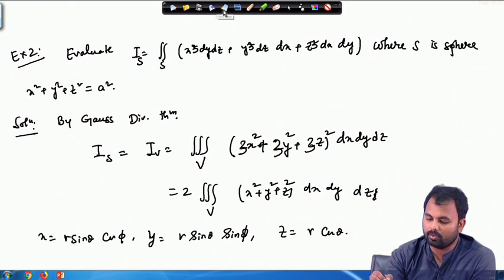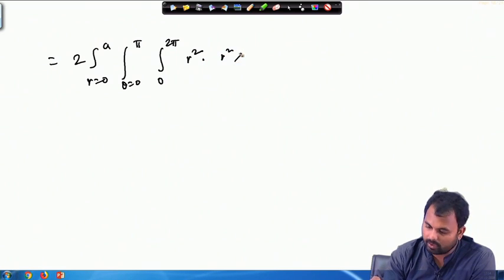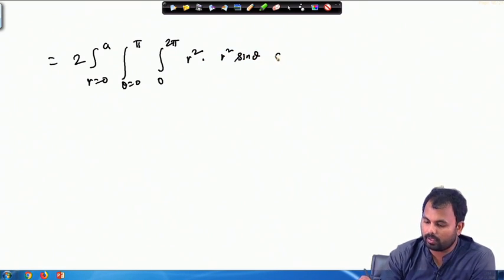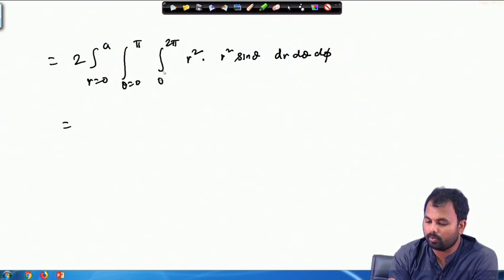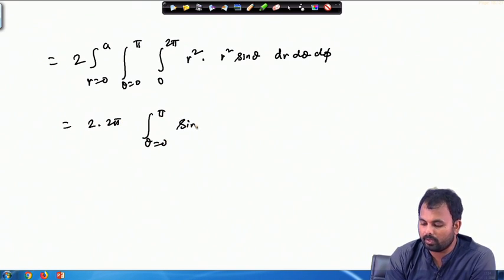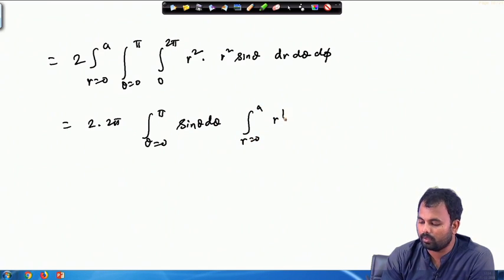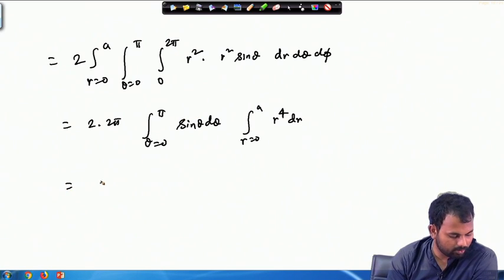So, we can do that, and then this will be 0 to 2 pi, then this is r square times the value of the Jacobian, which will be r square sin theta, and we will have dr d theta d phi. Now we can put d phi here. So, this will be 2 pi, and we can have the theta integral at one place, and the r integral at one place. So, ultimately we can evaluate this whole thing, and it will reduce to 12 by 5 pi a to the power 5.